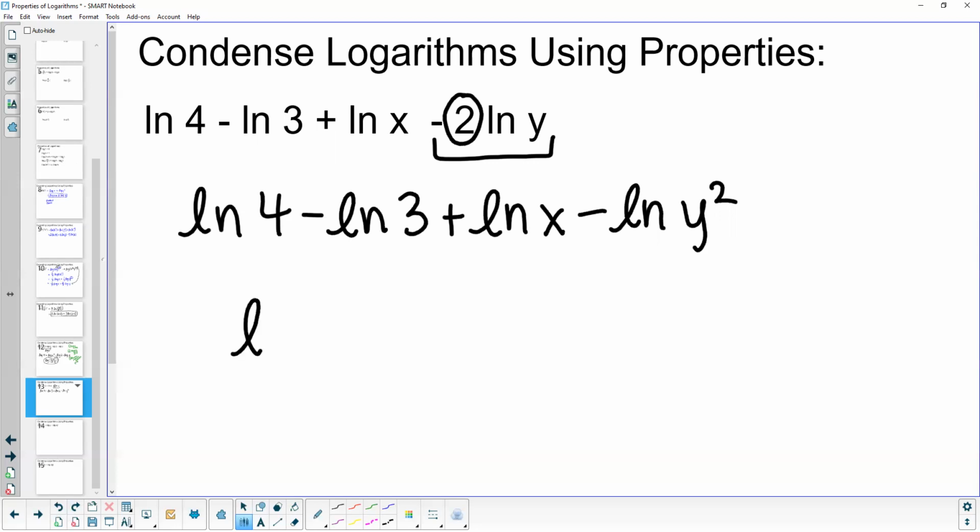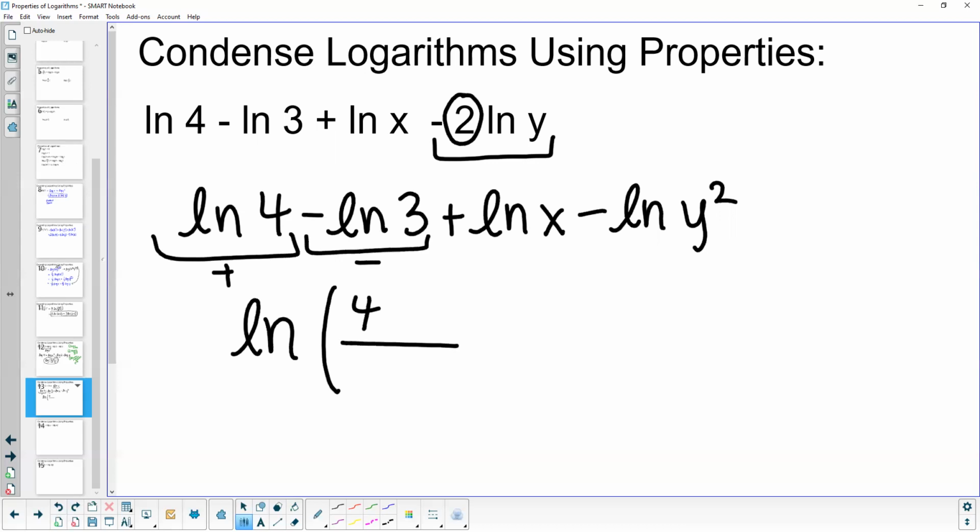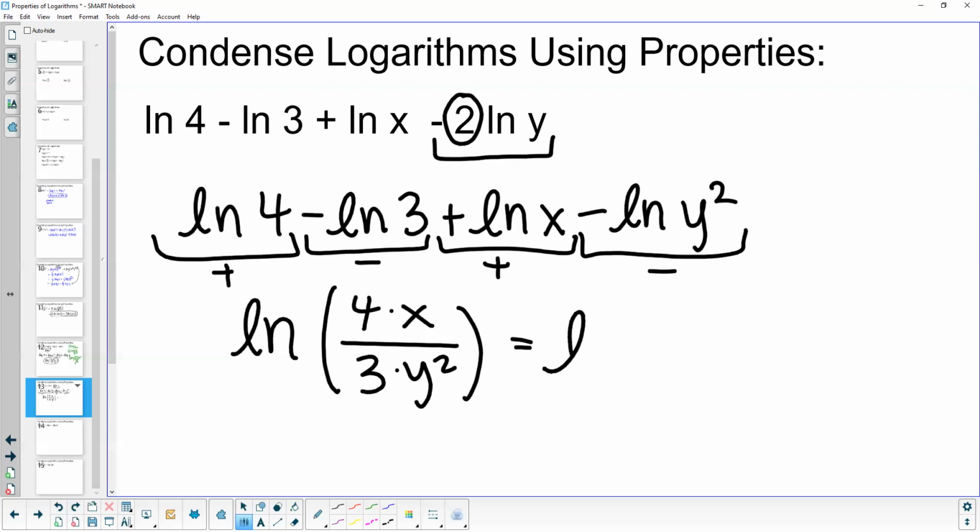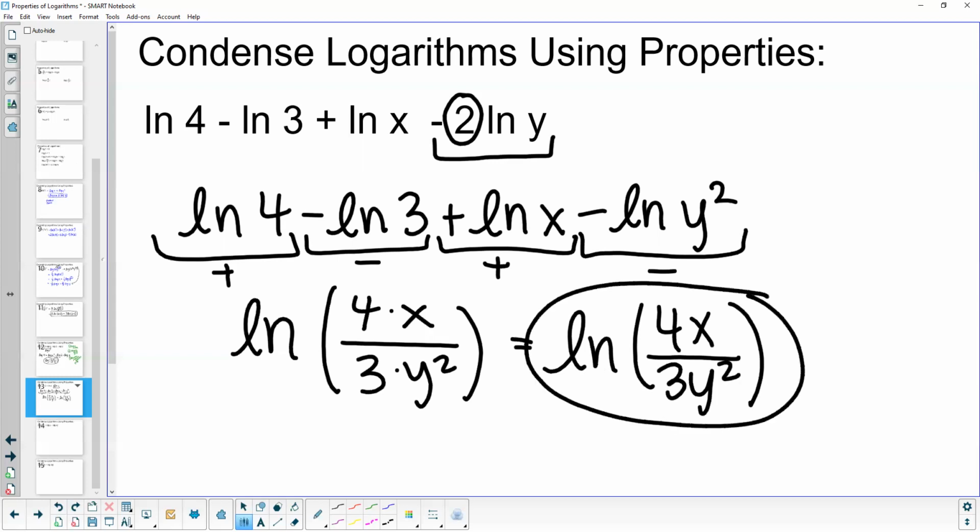So I've got the natural log. That's where we're going to start, of positive. This piece here is positive, so it's going to go on top. This piece here is negative, so it's going to go on bottom. This piece here is positive, so it's going to go on top. And remember, when they go on top, if there's more than one, we're going to multiply those. That's how that product property works. And this one is going to go on bottom because it's a negative. And so ultimately, this ends up being the natural log of 4x over 3y squared as we move those there.